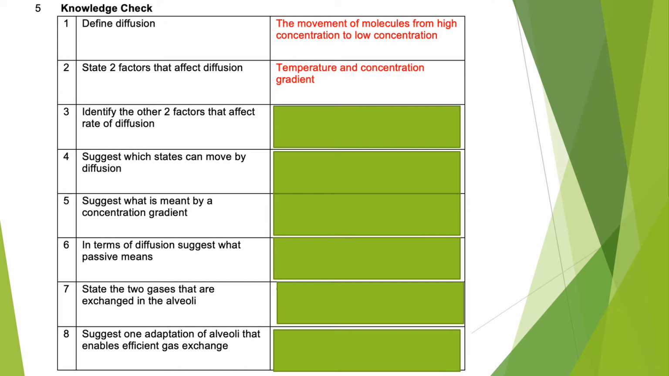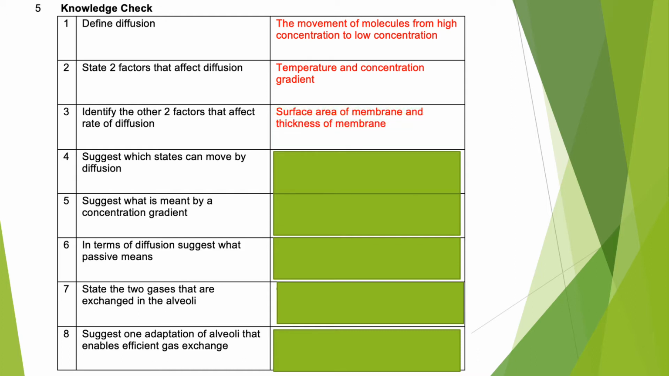Remember that concentration gradient just means the difference in concentration. So bigger concentration gradient means you have a very, very big difference between the high and the low concentrations, which means that the rate of diffusion will be faster. With temperature, remember that the more or the hotter something is, the more energy it actually has. So more energy means more movement.